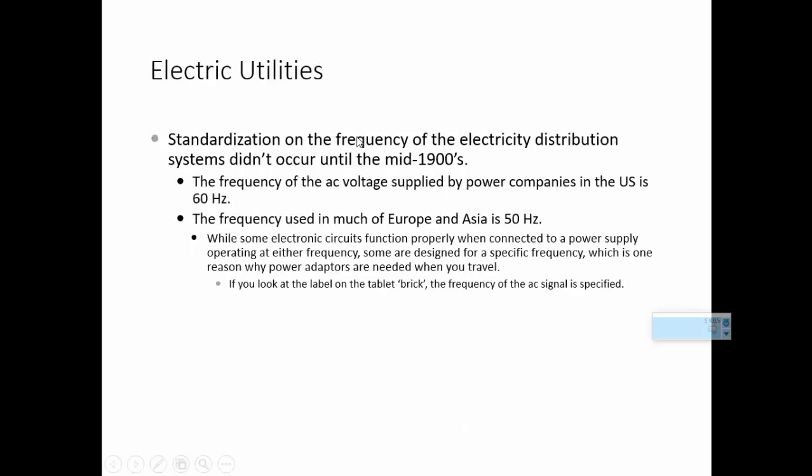Now, if we look at the electric utilities, standardization on the frequency of electricity distribution didn't occur until the mid-1900s. The frequency of the AC voltage supplied by power companies in the US is about 60 Hz, for most of them. The frequency used in much of Europe, Asia and even Africa is about 50 Hz. While some electronic circuits function properly when connected to a power supply operating at either frequency, some are designed for a specific one, which is one of the reasons why power adapters are needed when you travel. If you look at the label on the device, the frequency of the AC signal is specified.